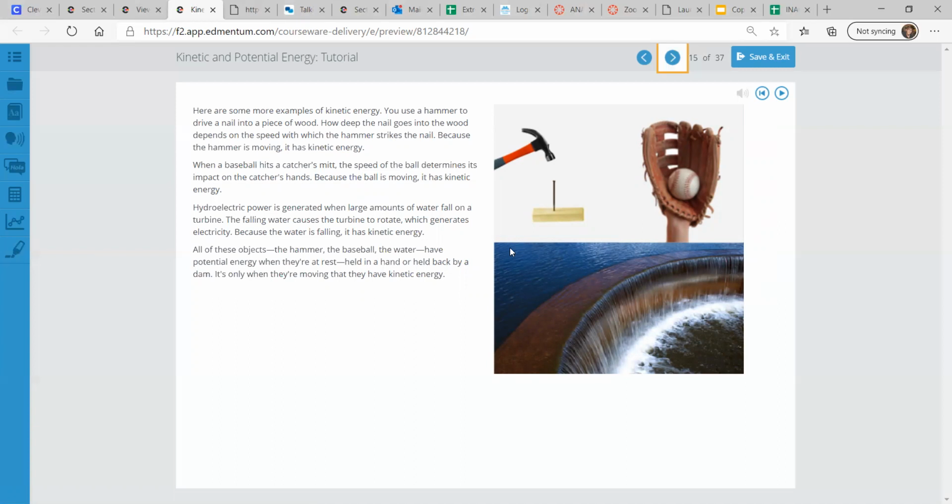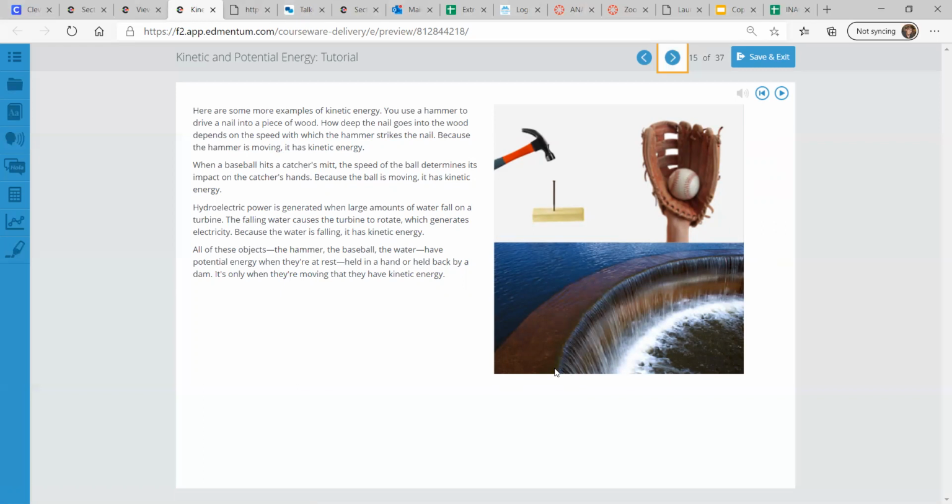Hydroelectric power is generated when large amounts of water fall on a turbine. The falling water causes the turbine to rotate, and that rotation generates electricity. The water is moving, falling, so it has kinetic energy.